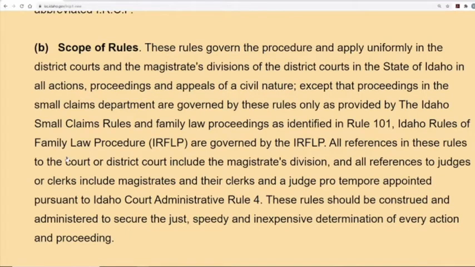Notice that it says, these rules govern the procedure and apply uniformly in the district courts and magistrate divisions of the district courts of the state of Idaho in all actions. All of them. That's a comma there. Proceedings and appeals of civil nature. Except that proceedings in the small claims department, there's the exceptions. It doesn't say exceptions to criminal.